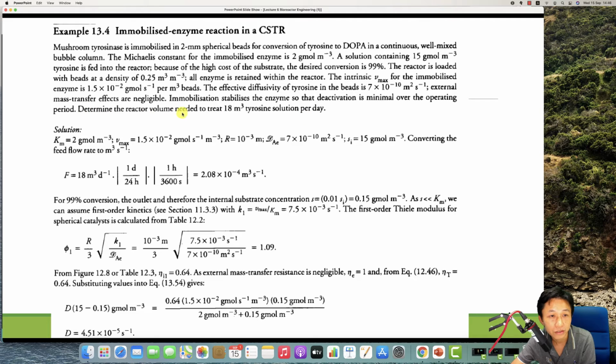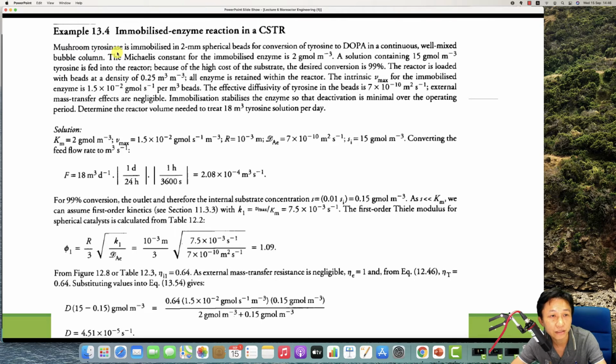Okay, for industrial work, sometimes you need to have an idea of how large your reactor is. From this information you have Km, which is this one, Vmax, and the effective diffusivity, S1, convert, feed 4. Okay, you have this kind of idea.